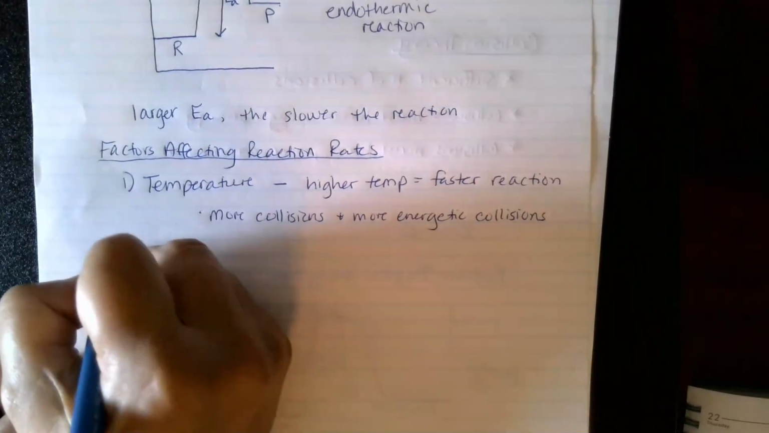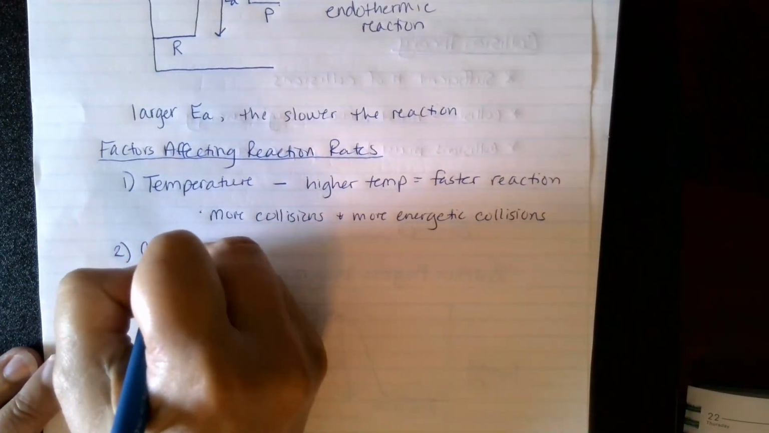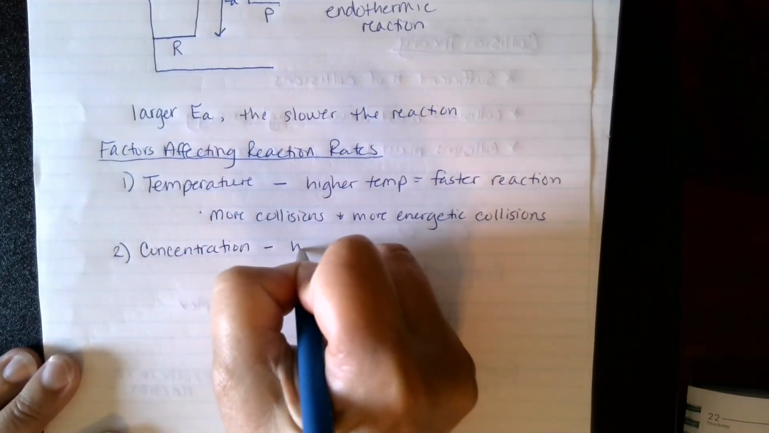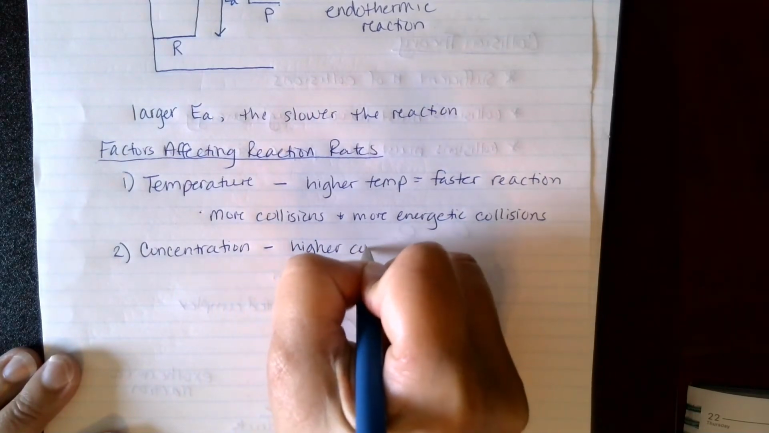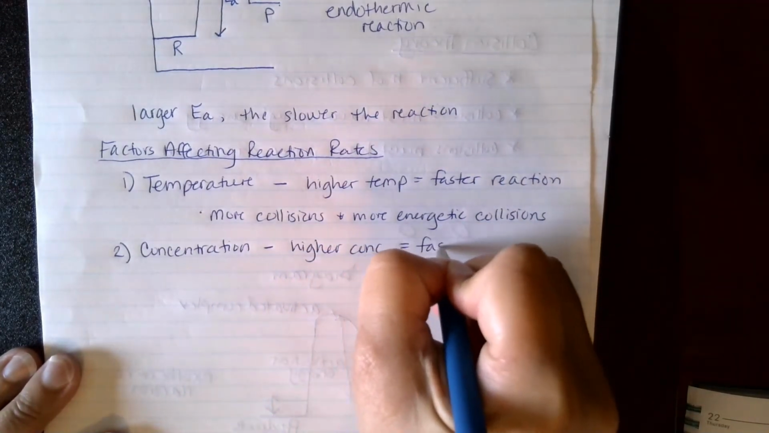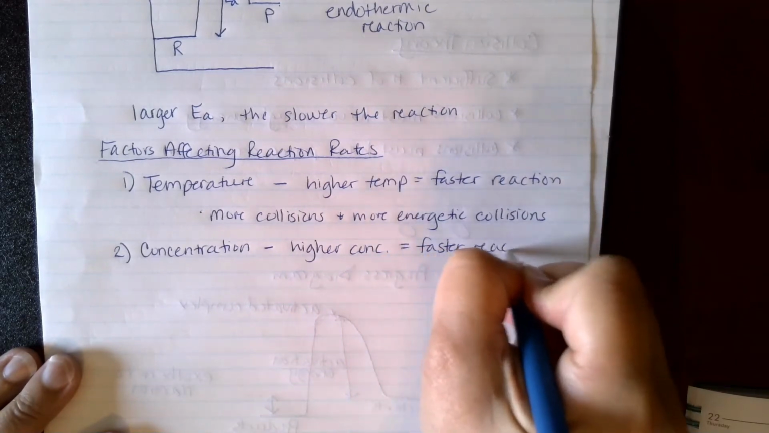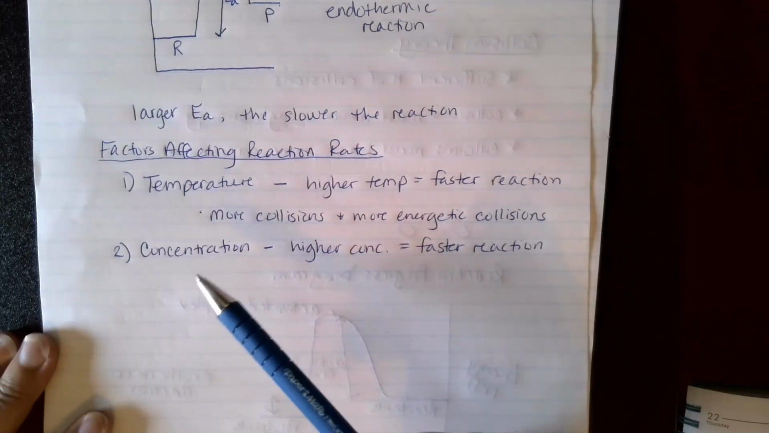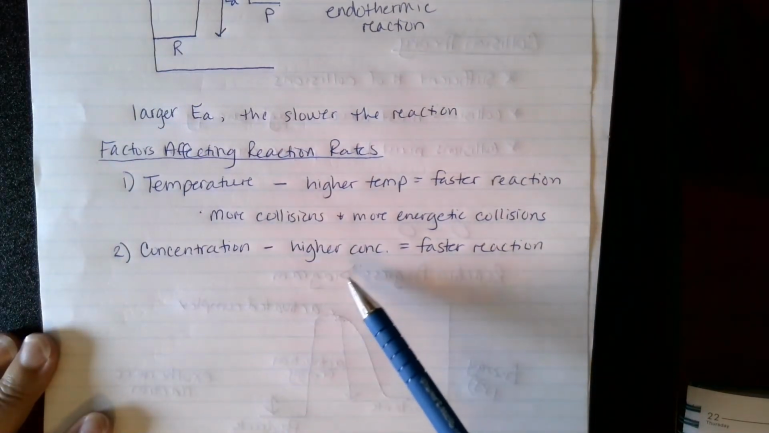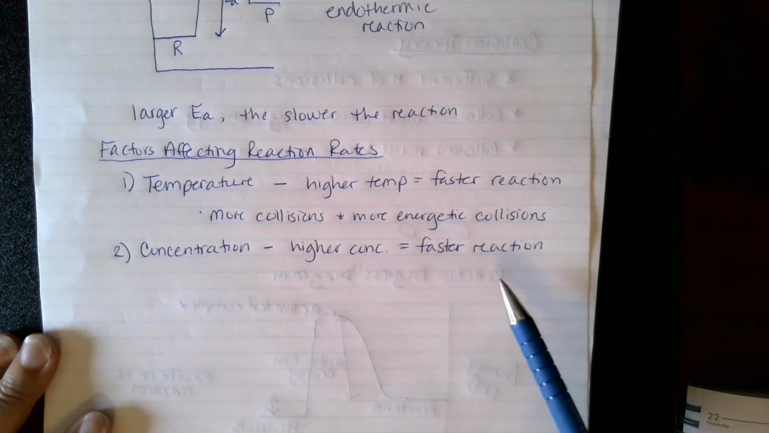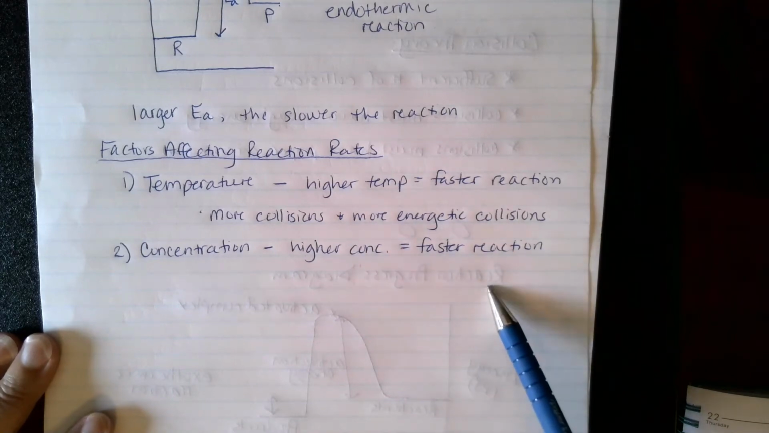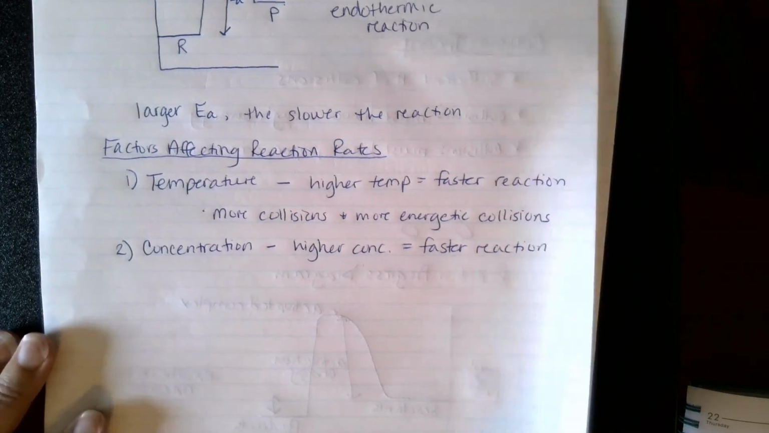Okay, the second thing that I can do is change my concentration. Okay, so increasing the concentration means I'm adding more stuff to it. The higher the concentration, meaning the more stuff that I have in there, the faster the reaction. If my concentration is lower, then it's going to be slower. So let's again go back to the collision theory and see what that means.